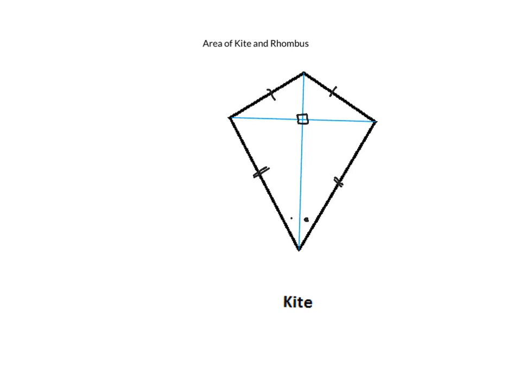This angle is the same as this angle. This angle is the same as this angle. These 2 angles are the same, and these 2 are the same. Now, why is that? Because this diagonal here is also a line of symmetry. So the left and right hand sides of the kite are exactly the same.